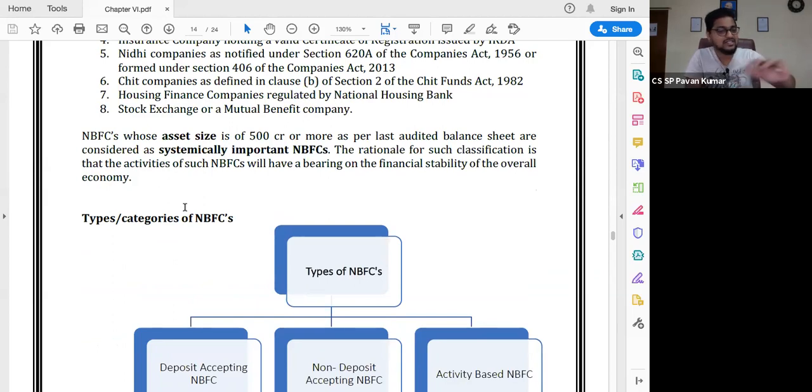And there is something called systemically important NBFCs. There is nothing called unsystemically important NBFC. There are only systemically important NBFCs. What does a systemically important NBFC mean? Whose total asset size is more than 500 crores in the last audited financial statement.